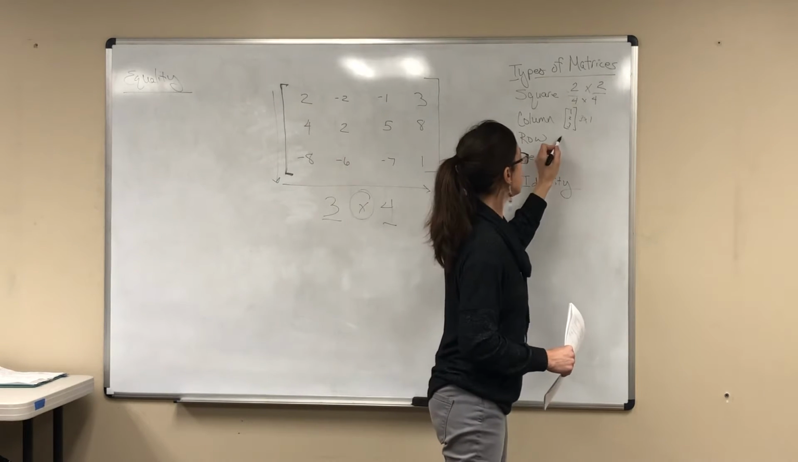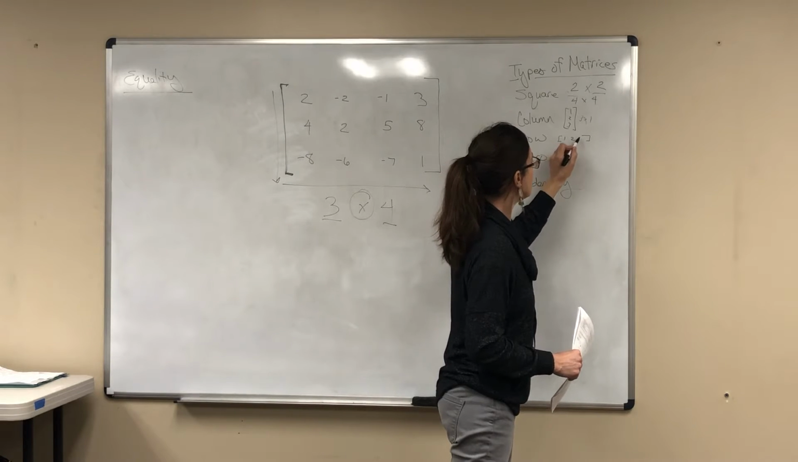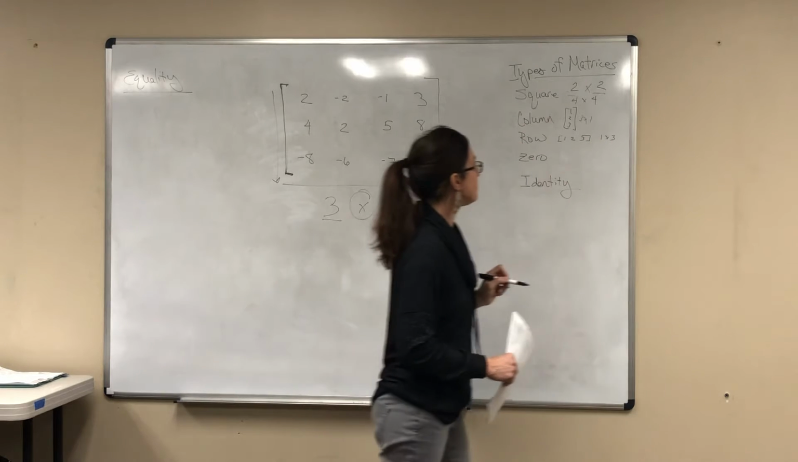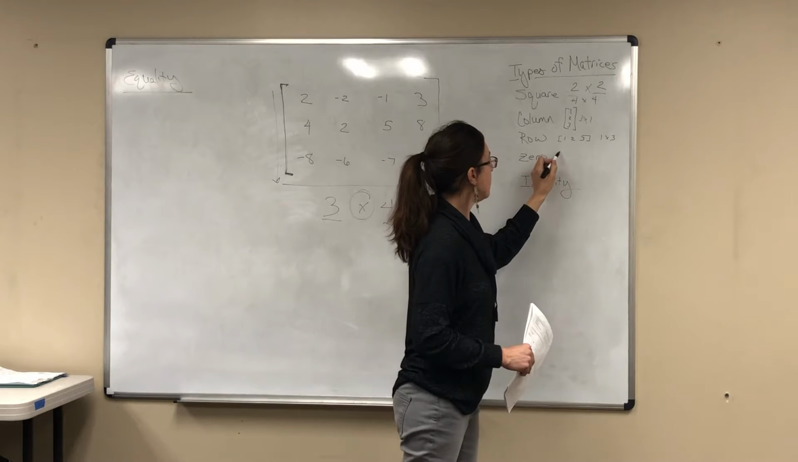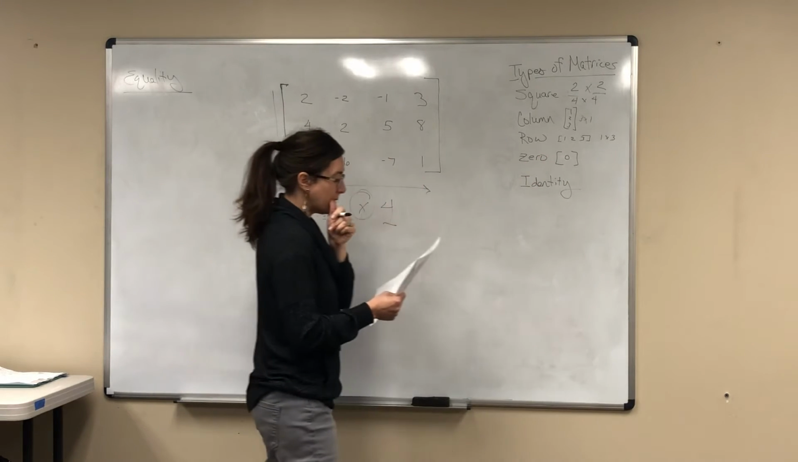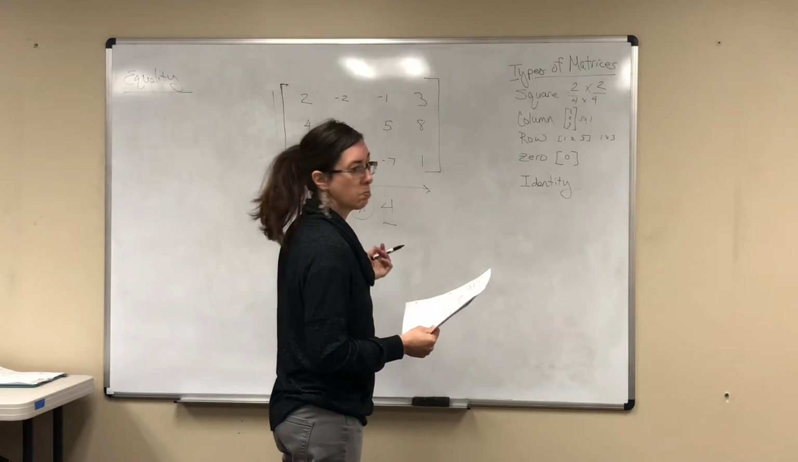A row matrix, what do you think? One row. It could have one term, multiple terms. In this case, this is a 1 by 3. A zero matrix has zeros. Pretty simple.